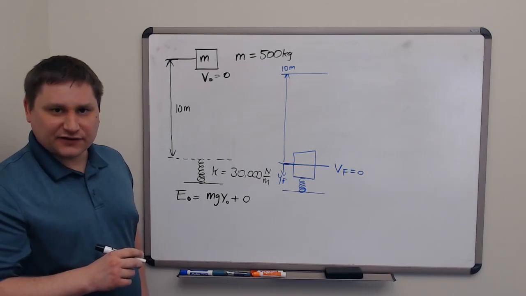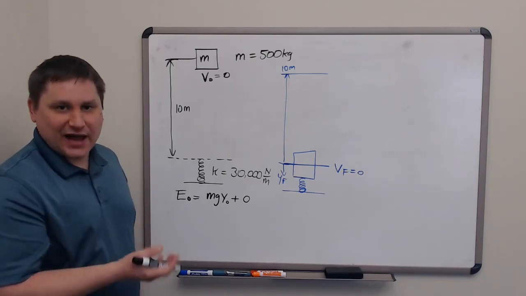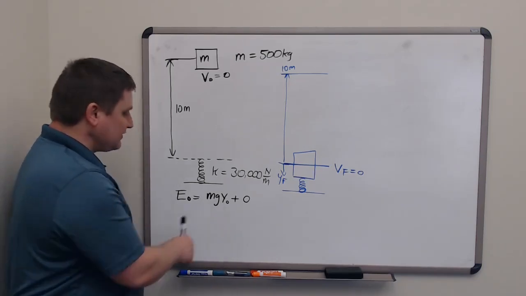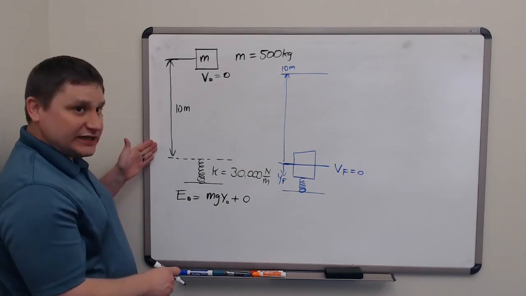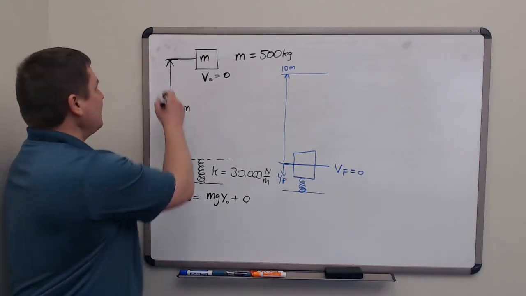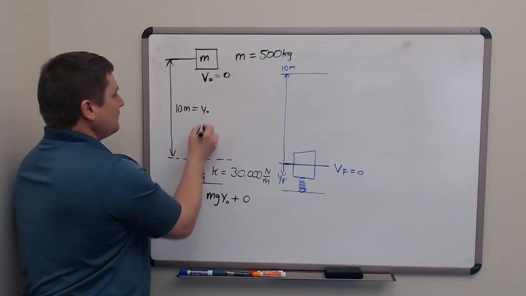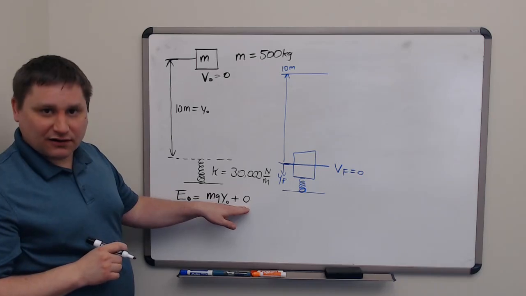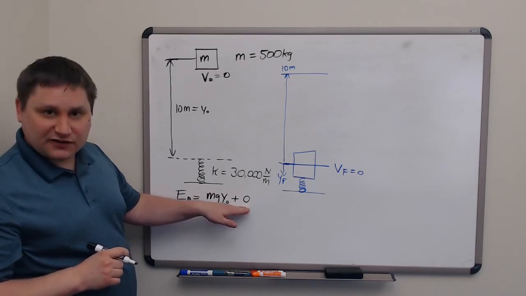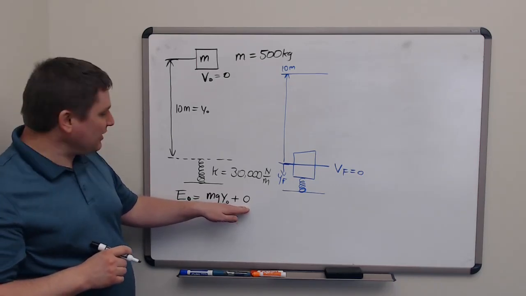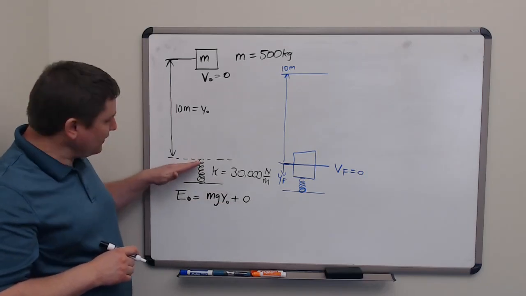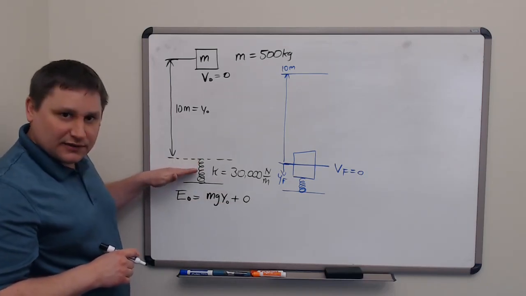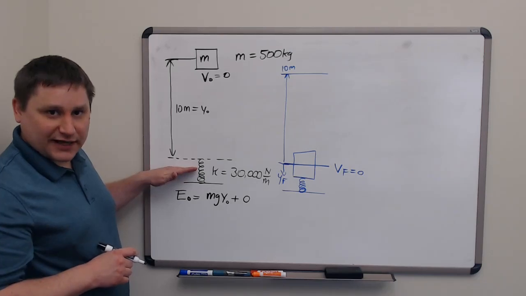In the initial situation, the kinetic energy is 0, so I haven't written it. The gravitational potential energy is m times g times the initial height, y0, which is 10 meters. The spring is not compressed at all, so its initial potential energy is 0. The spring only begins to store potential energy once the elevator moves below the top of its uncompressed length.